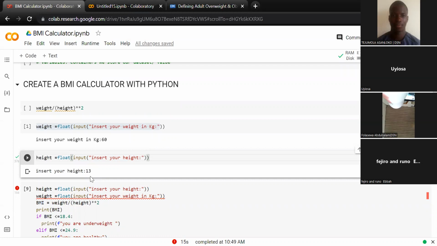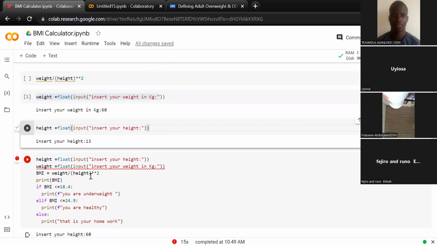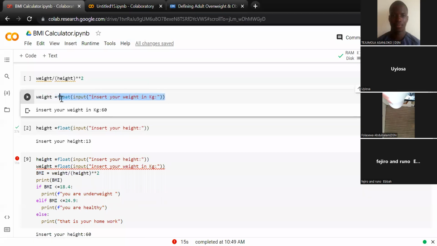So we have two variables here that can change: weight and height. We want to define weight and define height, so that immediately we have our weight and our height, we can calculate our BMI. We defined our weight using this single line of code. I told you earlier that Python is very easy and it's just like normal English, the way we write English. So I started with data types.